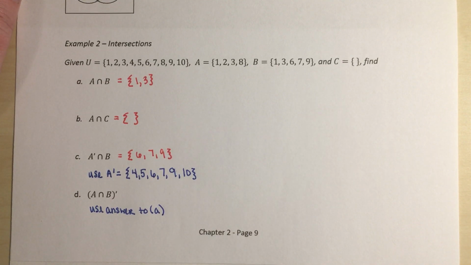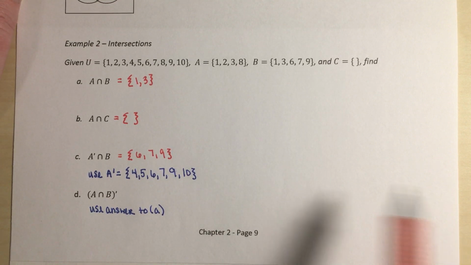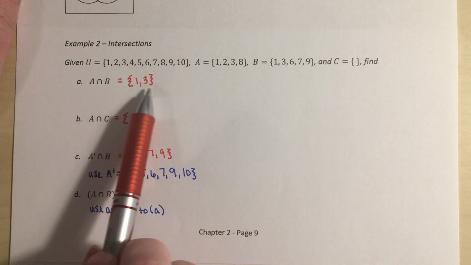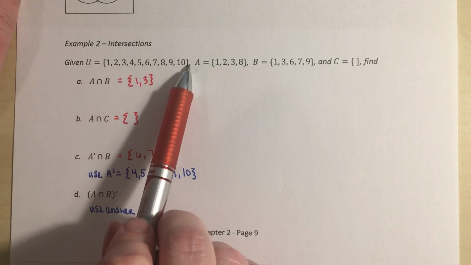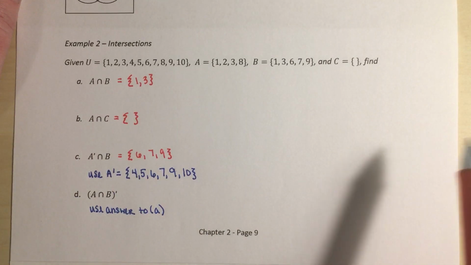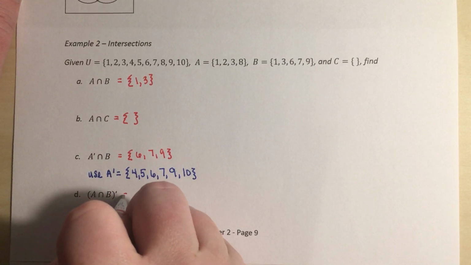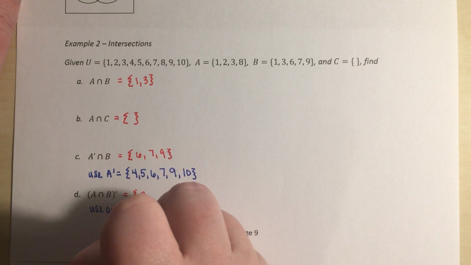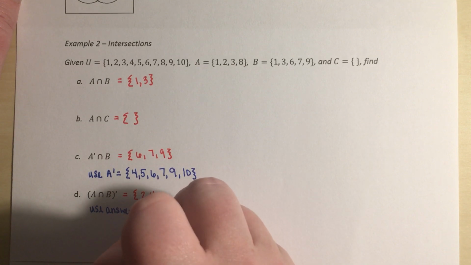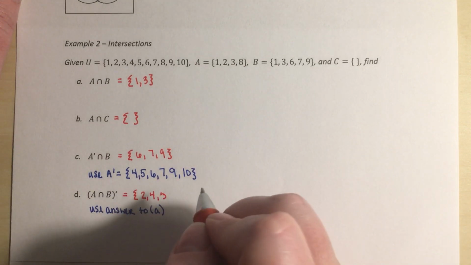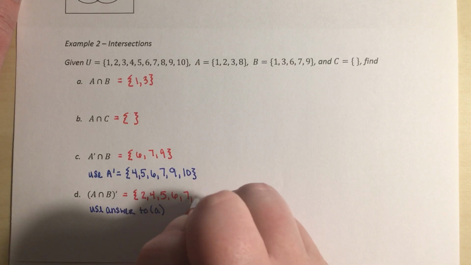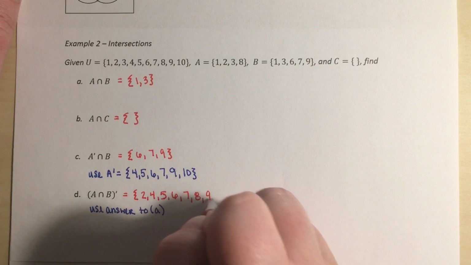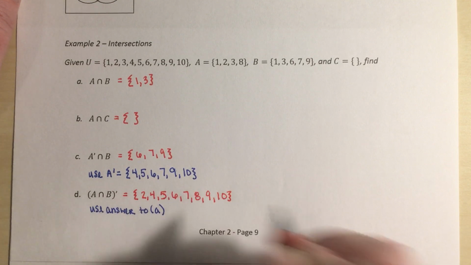A intersect B, the things that were in both of those sets, were 1 and 3. Now what we want is the complement of that. So we want anything in our universal set that's not in this list. This is our universal set, and we want to pick out everything in it except for the numbers 1 and 3. So our answer here is going to be 2, 4, 5, 6, 7, 8, 9, and 10.